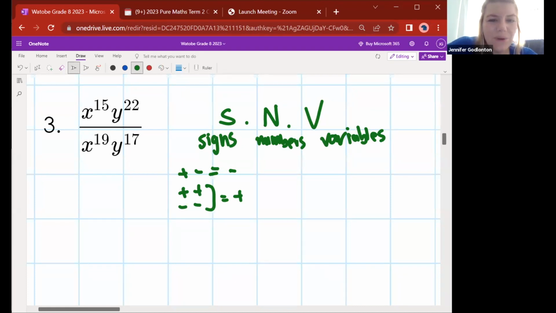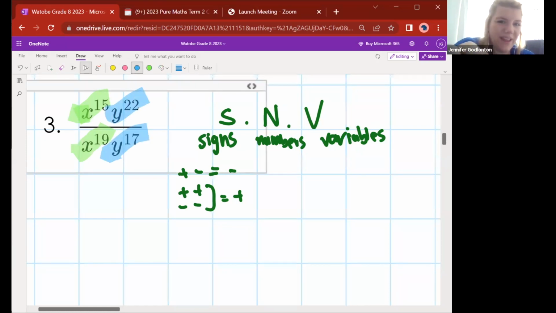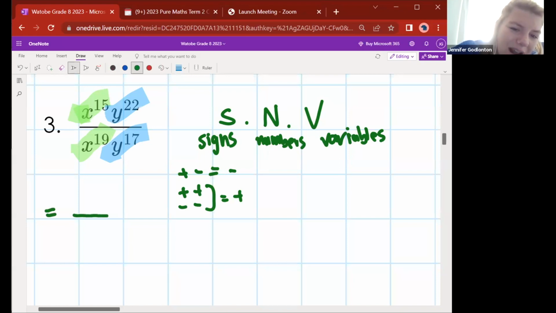Okay, so in this one over here, we're dealing with 2 positives. So we don't need to stress about our S. We don't have any numbers, so we don't have to deal with our N. So all we have to focus on are our variables. So we only need to look at those 2 over there, and we need to look at those 2 over there. And we're going to try and figure out what our answer is going to be.